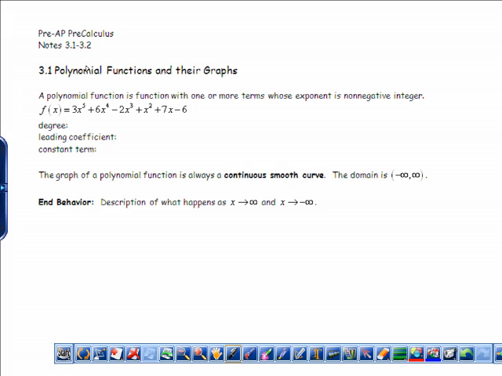Okay, so this is going to be notes for 3.1 and 3.2. This is going to be all review of things you've already done last year, and some of these things we've even talked about this year. So this chapter is going to be about polynomials and rationals.